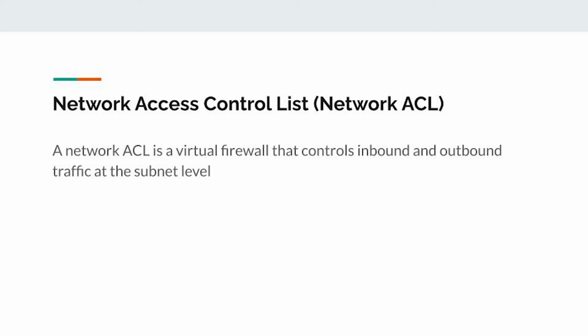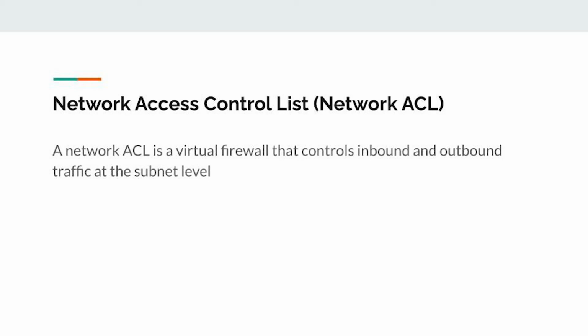Next topic: Network Access Control List, also known as Network ACL. We have talked about network ACLs in the security section. Here we are going to review them. A network ACL is a virtual firewall that controls inbound and outbound traffic at the subnet level. A network ACL is created within a VPC and can be associated with one or more subnets. However, a subnet can be associated with only one network ACL.